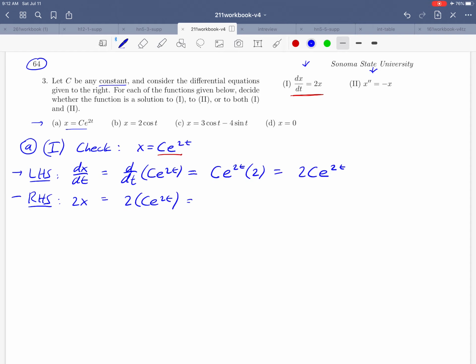Now what happens down here on the right-hand side? In this case, there's no derivative to take. What we see is just 2 times c e to the 2t, which we could rewrite as 2c e to the 2t, and that's really all we have to do on the right-hand side. Then the question is, did we get the same thing? You bet we did. Those are equal. And we have just confirmed that x equals c e to the 2t is a solution to the first differential equation.